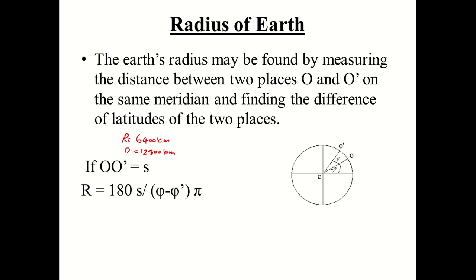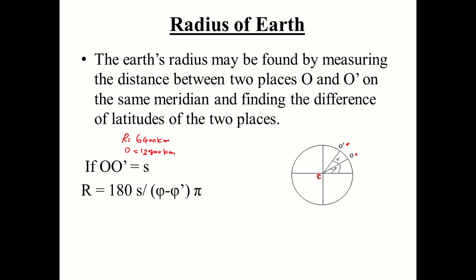Consider this diagram. Here the earth is assumed to be exactly spherical, and C is the center of the earth. Let O and O prime be 2 points on the surface of the earth which lie on the same meridian. So this circle actually represents a meridian on the surface of the earth.